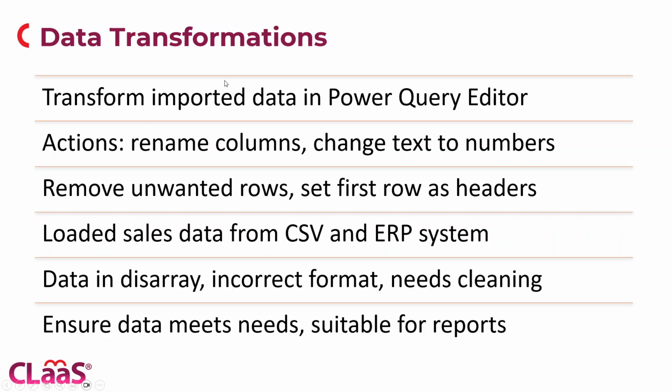Okay, so we have learned transform is basically to import the data into the Power Query editor. So what you can do in the transformations, you can rename the column, change the text to numbers, change the data format. For example the quantity, or age, it should be a number, but in the data it is in the format of text, so you want to make it a number. Remove unwanted rows, set the first row as a header. Loaded sales data from CSV and ERP system.